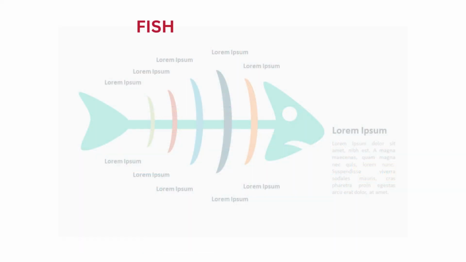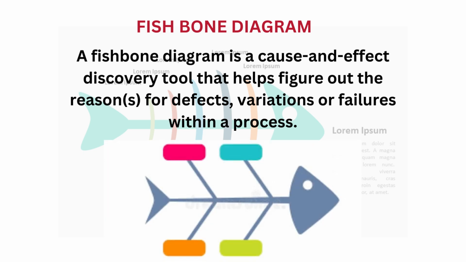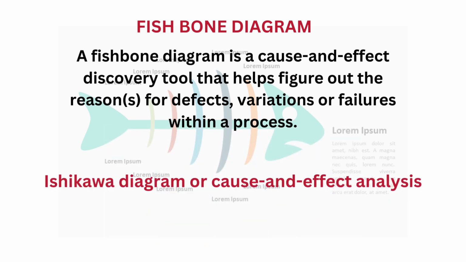A fishbone diagram is a cause and effect discovery tool that helps figure out the reasons for defects, variations or failures within a process. In other words, it helps break down, in successive layers, root causes that potentially contribute to an effect. Sometimes called an Ishikawa diagram or cause and effect analysis, a fishbone diagram is one of the main tools used in a root cause analysis.